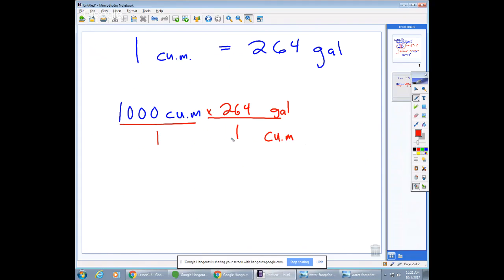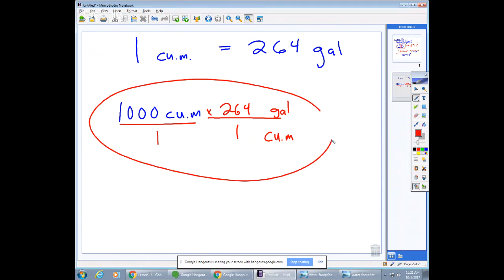If it ended up in the bottom, what would I do with it instead? I would divide by it, yeah. So every once in a while I have a brain freeze and I'm not sure whether I should multiply or divide, so I set up fractions like this to help me figure it out.